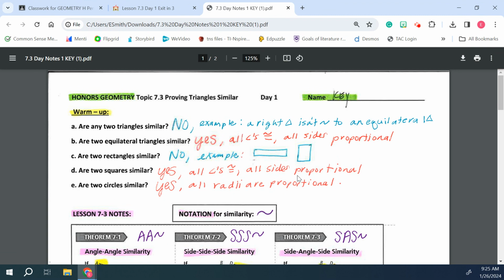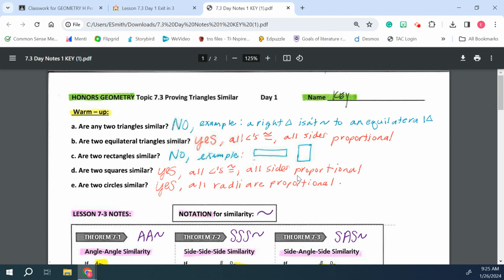Are two equilateral triangles similar? Yes, because the angles are always congruent. Doesn't matter the side lengths. Those angles are always 60 degrees. Are two rectangles similar? No, not necessarily, right? Because it all depends on those side lengths.